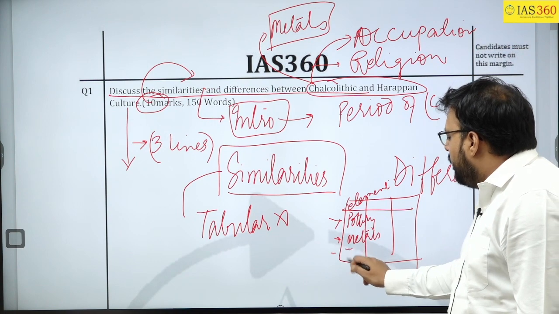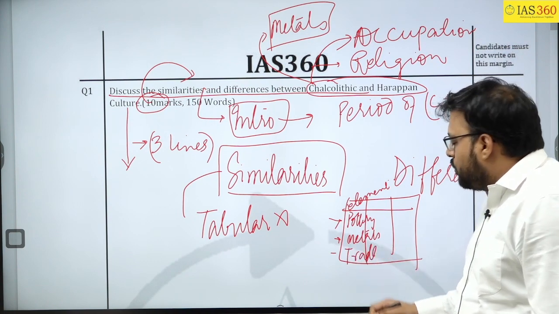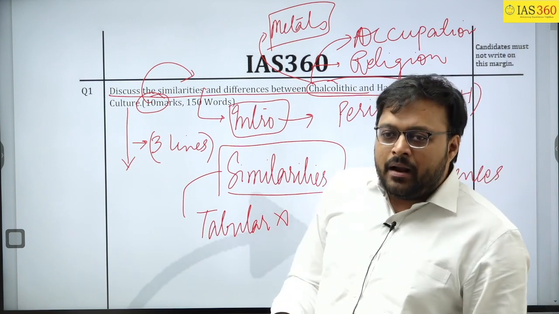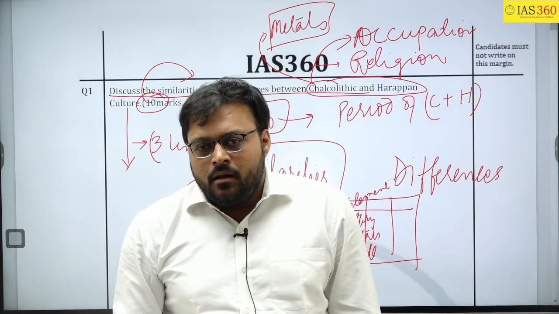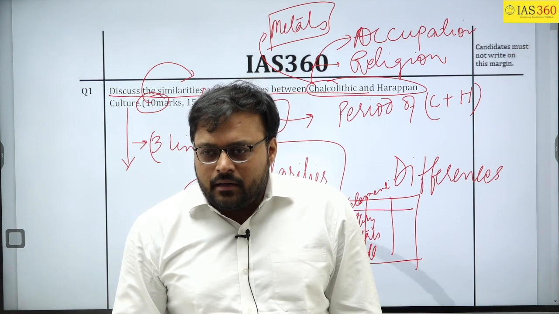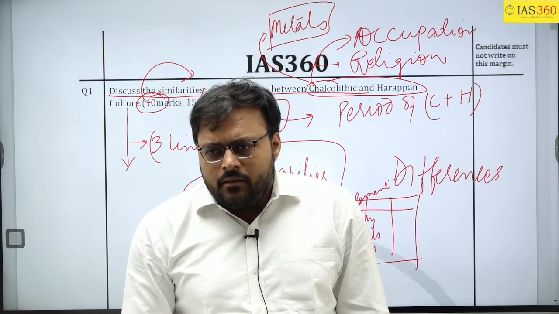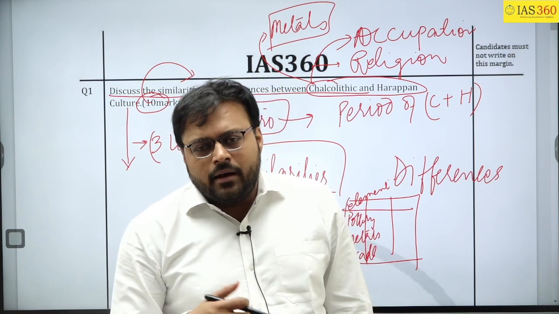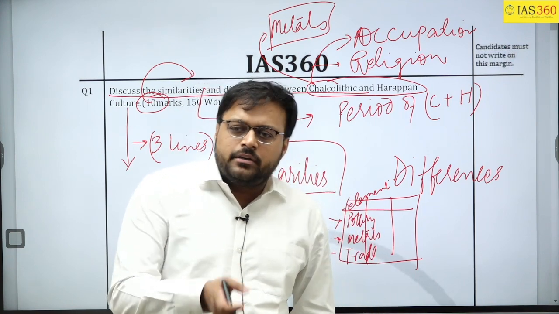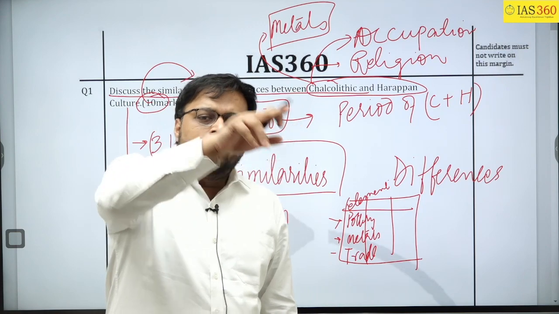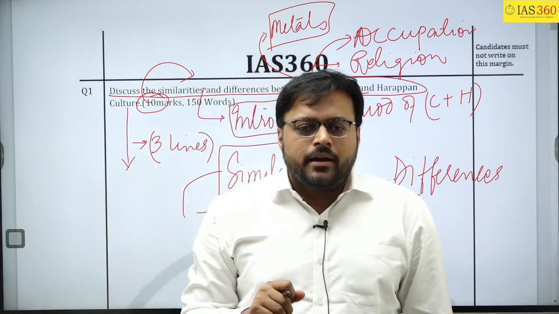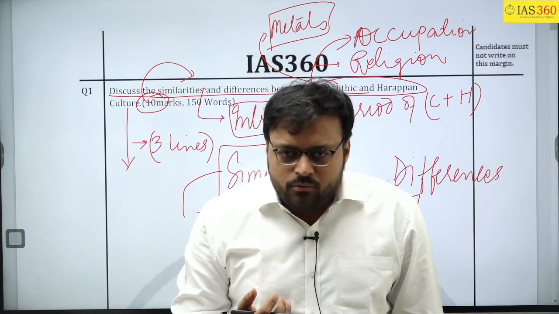Then you can talk about trade. The Chalcolithic people do not have trade contact, but the Harappans have trade contact, for example with Iran and Afghanistan, and even in Rajasthan, the Khetri mines, from where they were importing copper. In Afghanistan they had a trading post or trading colony, and because of this trading colony they were establishing trade links with the Central Asian countries also.